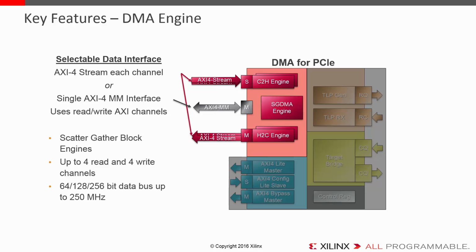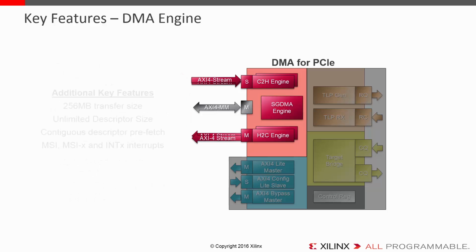The DMA engine is a scatter-gather block DMA engine. It has up to 4 read and 4 write channels possible, and it has either 64, 128, or 256-bit data bus operation up to 250 megahertz, and that is going to depend upon the link width and speed that you've selected for your PCIe design.